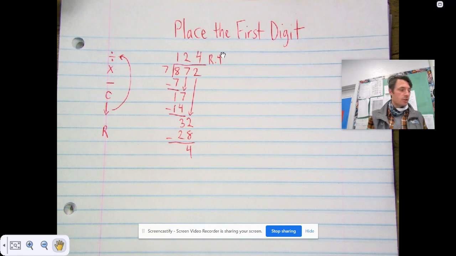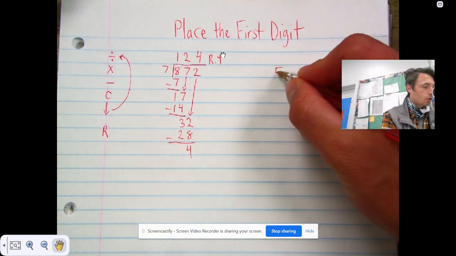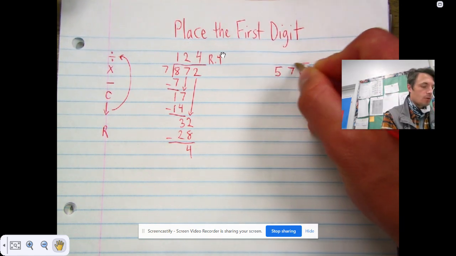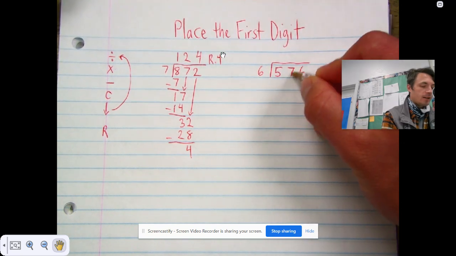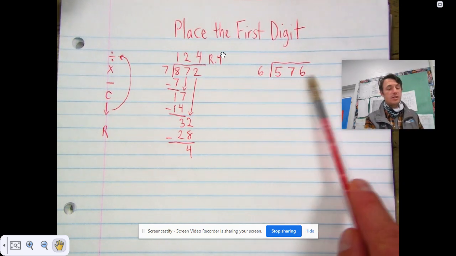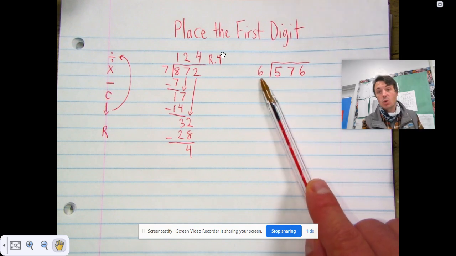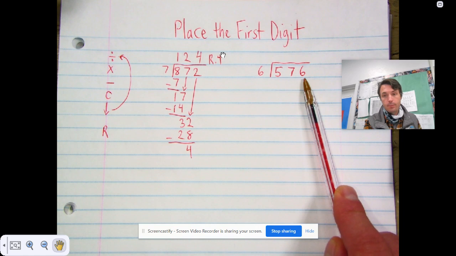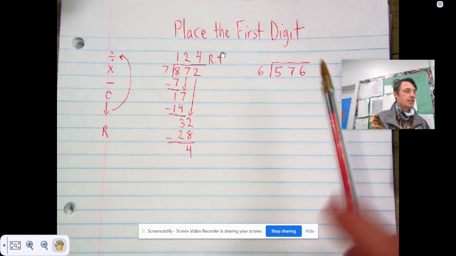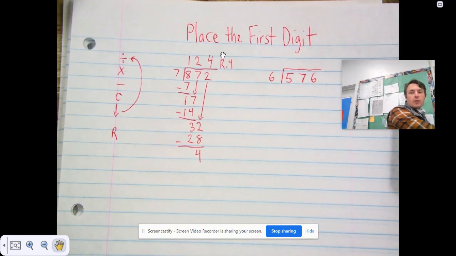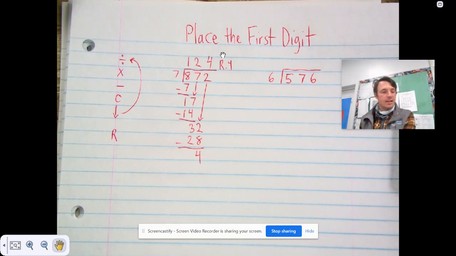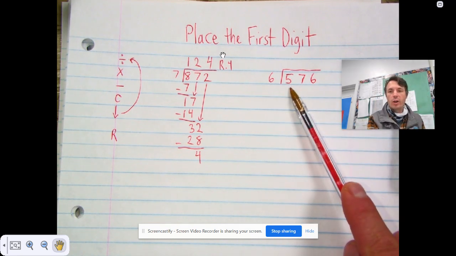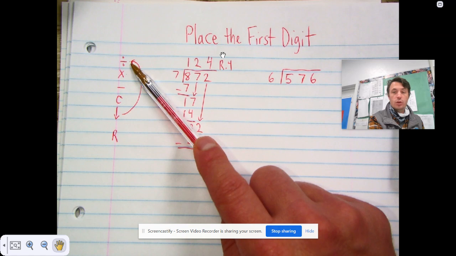But what happens when you're in a situation like this: 567 divided by 6? We know 567 is a much bigger number than 6, so we know we can fit 6 into 567. But the question is, we can't fit 6 into 5. So what do we do? Are we stuck? We can't fit 6 into 5. So how do we do this first step, divide?